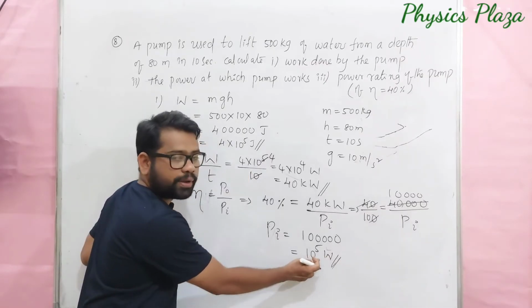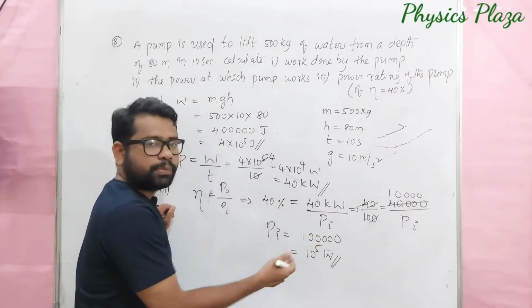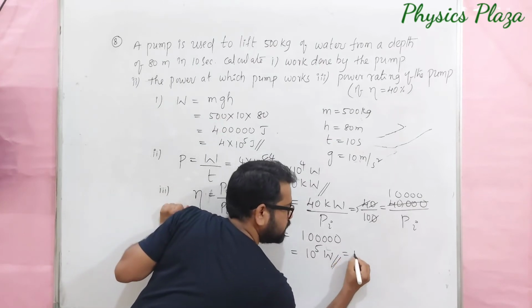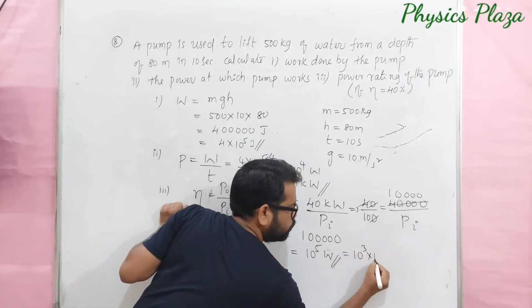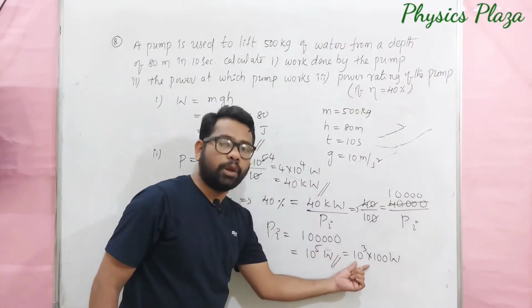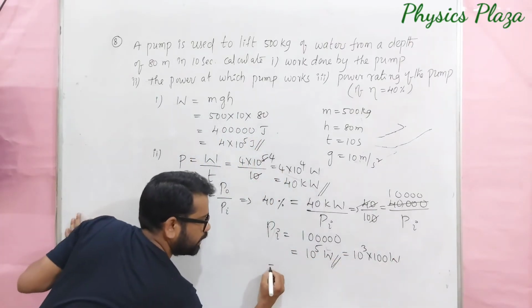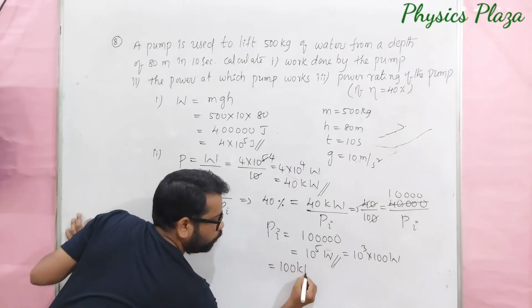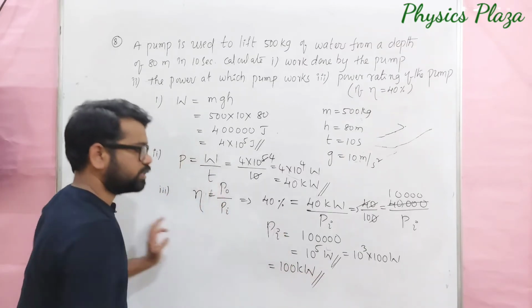Children, here we got 10 power 5. So how can we do more simplification here? So this can be read as 10 power 3 into 100 watt. So children, this 10 power 3 is nothing but what actually? Kilo. So this answer can be written as 100 kilowatt. 100 kilowatt is the answer.